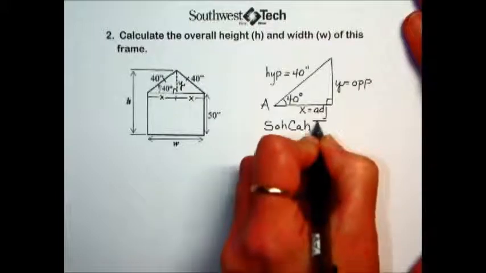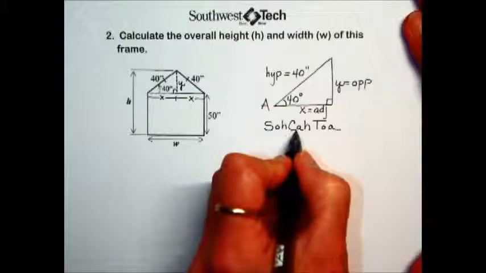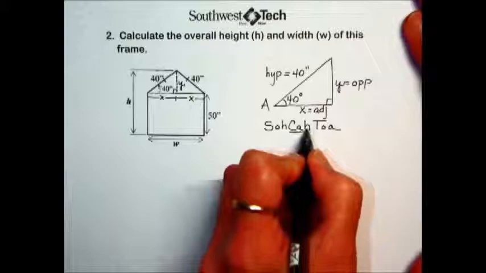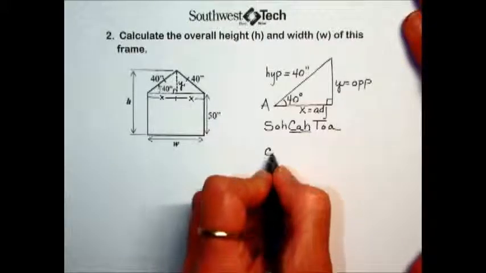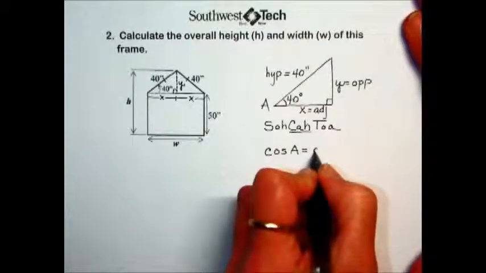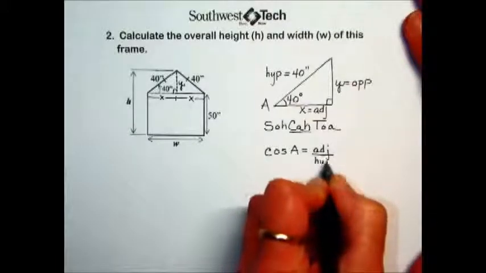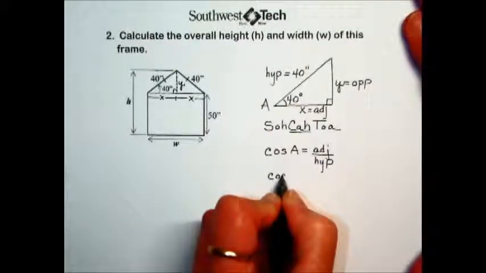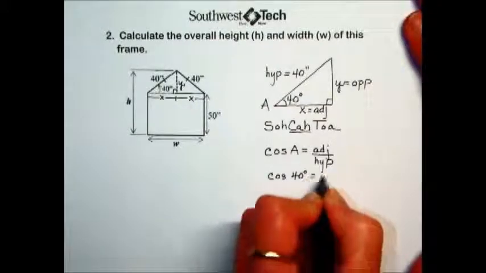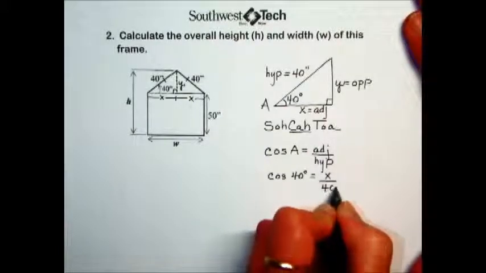adjacent and hypotenuse. And looking at the mnemonic SOHCAHTOA, it is the cosine formula which uses adjacent and hypotenuse. So cosine of the angle is equal to the ratio of the adjacent side over the hypotenuse in a right triangle. We know our angle measurement, so we will replace A with 40 degrees. Adjacent is what we're looking for, designated as x, and the hypotenuse is 40.